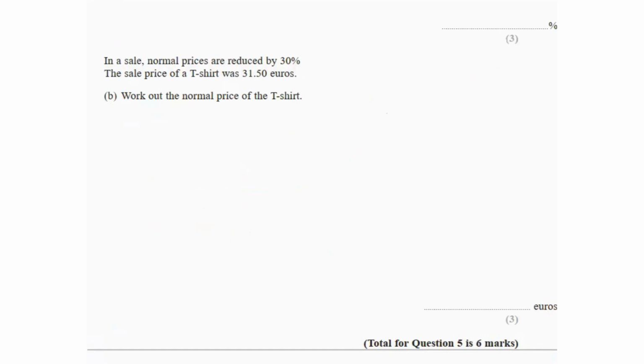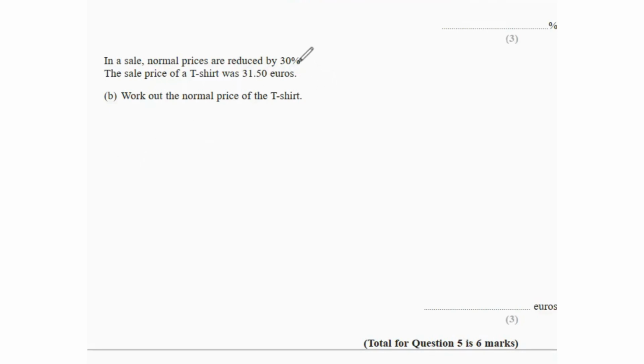Then the second part, it says, in a sale, normal prices are reduced by 30%. The sale price of a t-shirt was 31.50 euros. Work out the normal price of this t-shirt. So this is very similar to the first question that we did. They have reduced the price by 30% and they've given us the sale price. So they want us to find the initial price, which is the normal price in this case.